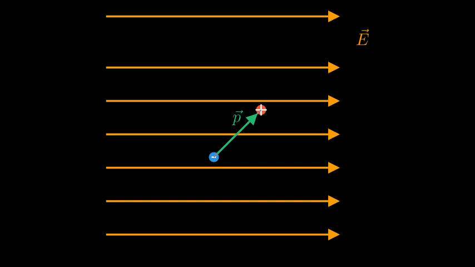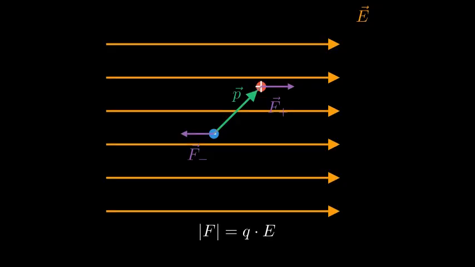When our dipole is placed in a uniform electric field, each charge experiences a force. The positive charge experiences a force in the direction of the electric field, while the negative charge experiences a force in the opposite direction. These forces have equal magnitudes given by F equals Q times E, where Q is the charge and E is the electric field strength. Since the forces are equal in magnitude but opposite in direction and act on different points, they create what we call a torque.